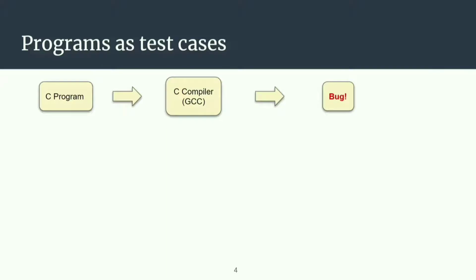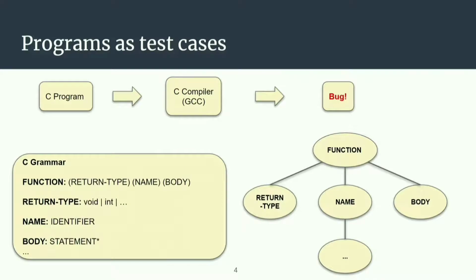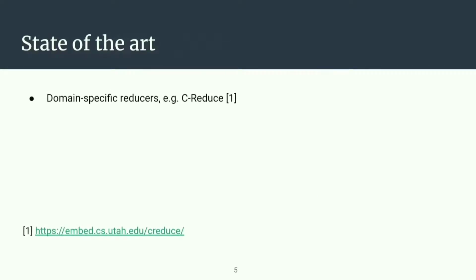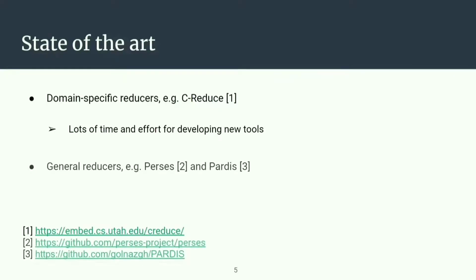For example, source code of a program can be a test case for a compiler like GCC. These inputs can have complex structure represented by abstract syntax trees and a grammar. There are handcrafted reducers like C-Reduce that provide powerful reduction abilities, but they also require significant expertise and investment to produce. On the other hand, there are more general-purpose reducers like Perses and Pardis that are easier to build but are less powerful due to the lack of domain-specific knowledge.